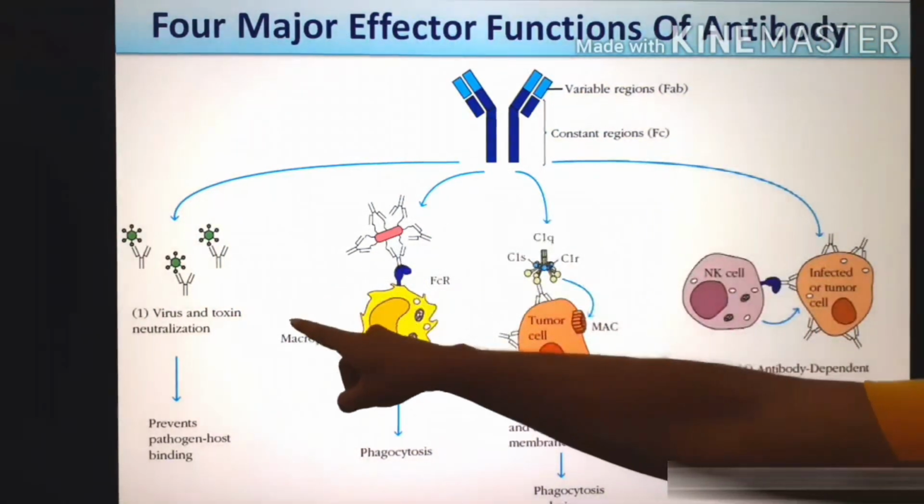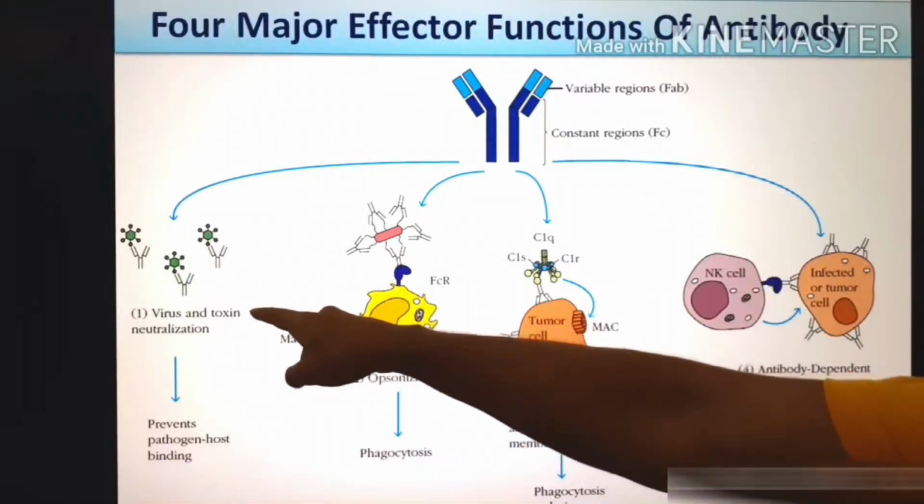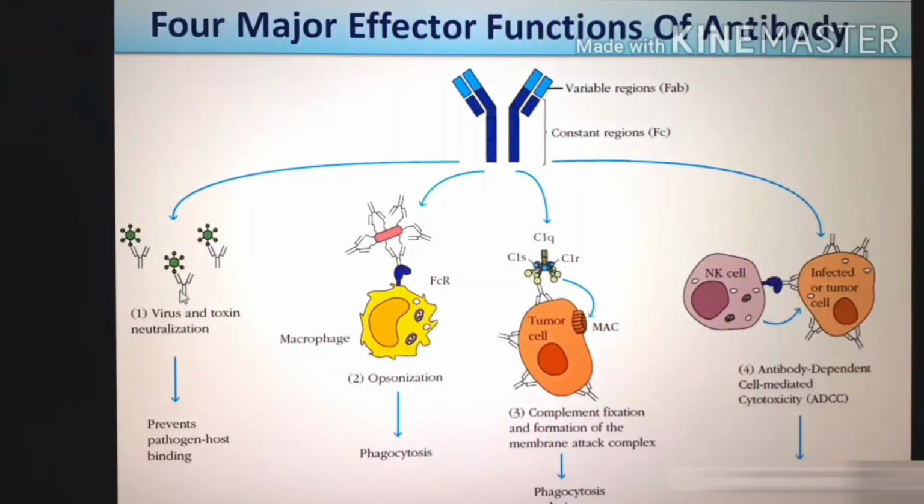The first effector function is neutralization of virus or toxin. Antibody can bind directly to soluble toxin or virus so that the virus or toxin cannot reach the host cell. So it prevents pathogen-host binding. So first is neutralization. Second thing is opsonization.